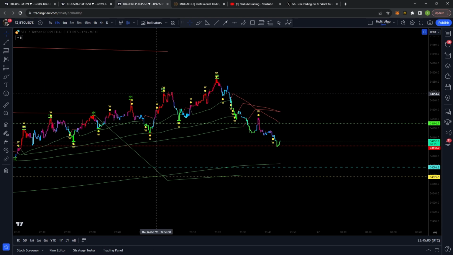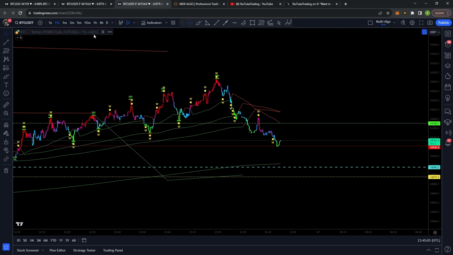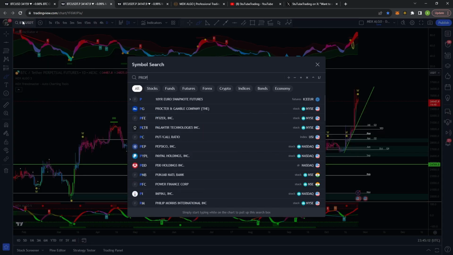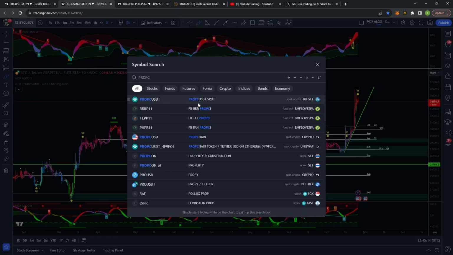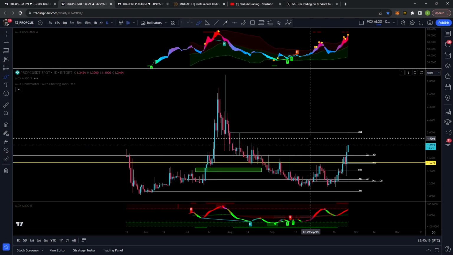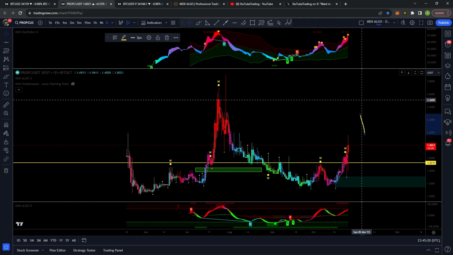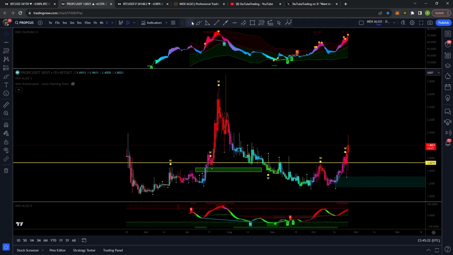Oh, I see Max is in here, and I know he was actually talking about Prop C earlier on Twitter. And that's actually one that I am also interested in. Let me just pull up that chart. This is one of the few altcoins I'm actually collecting right now.